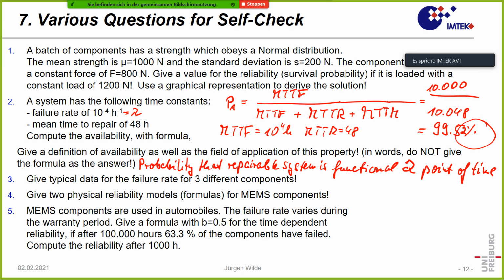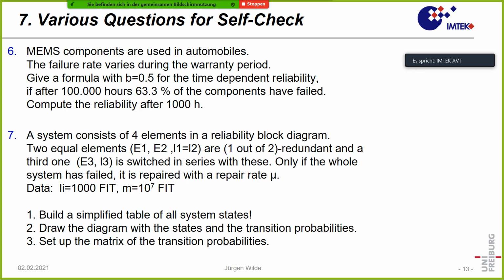For instance, a modern car has an indicator when the oil of the engine is going to be changed. It indicates now the oil is worn out or it's aged too much, so now you must change it. So that also would be maintenance, not repair. Okay. Number three, give typical data for the failure rate for three different components.